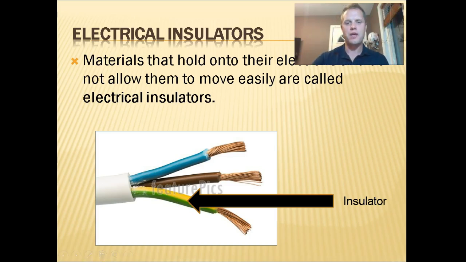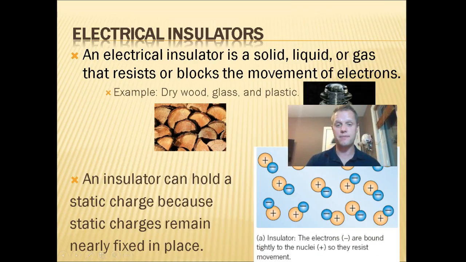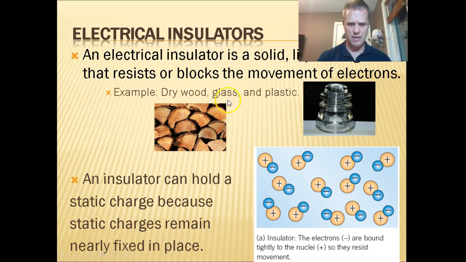Electrical insulators hold on to their electrons and do not allow electrons to move easily. Examples of that are most nonmetals. An electrical insulator is a solid, liquid, or gas that resists or blocks the movement of electrons. Dry wood, for example, glass and plastic are all insulators. And an insulator can hold a static charge because the static charge remains in place.